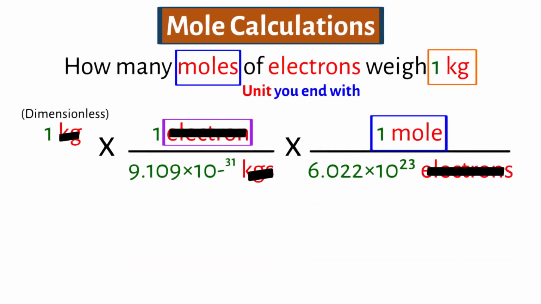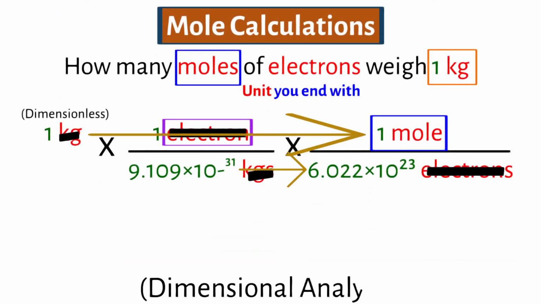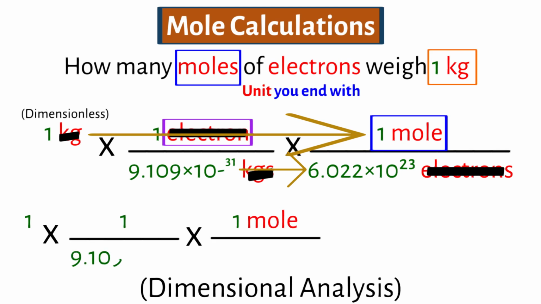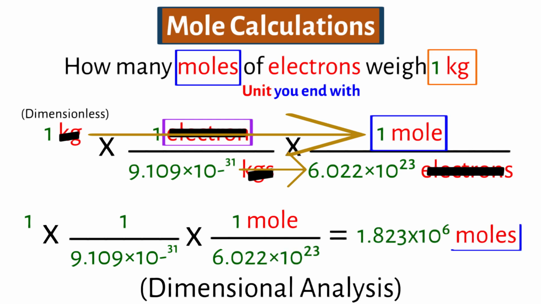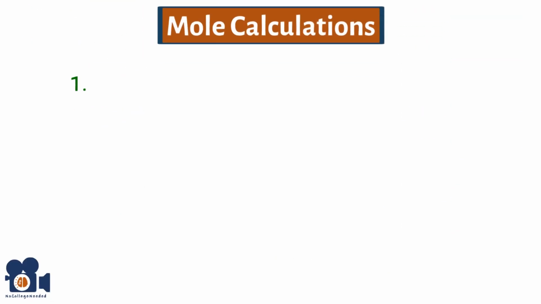The last bit is simple multiplication across and then division of the numbers. This is often called dimensional analysis. We get 1 times 1 times 1 mole divided by 9.109 times 10 to the negative 31 times 6.022 times 10 to the 23rd, which equals 1.823 times 10 to the 6 moles. So there are 1.823 times 10 to the 6 moles of electrons in 1 kilogram.